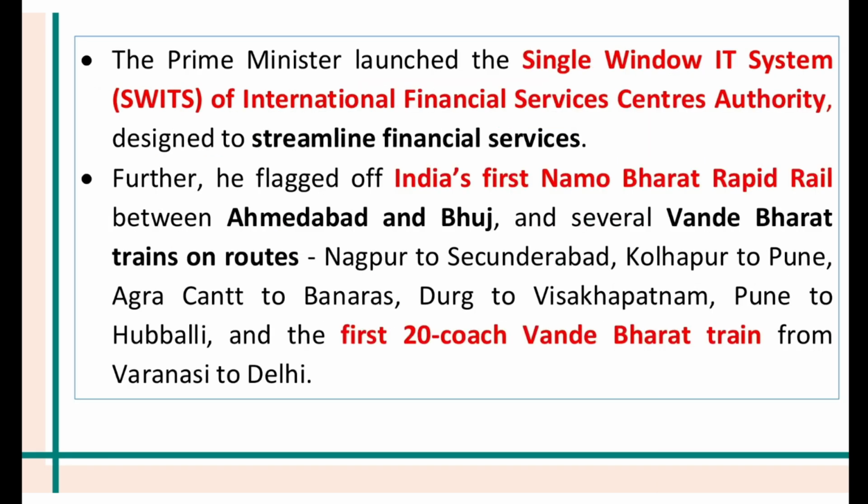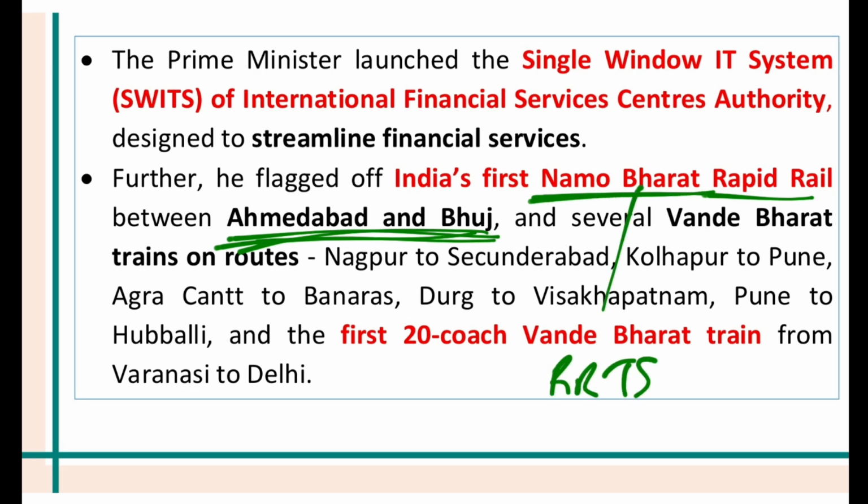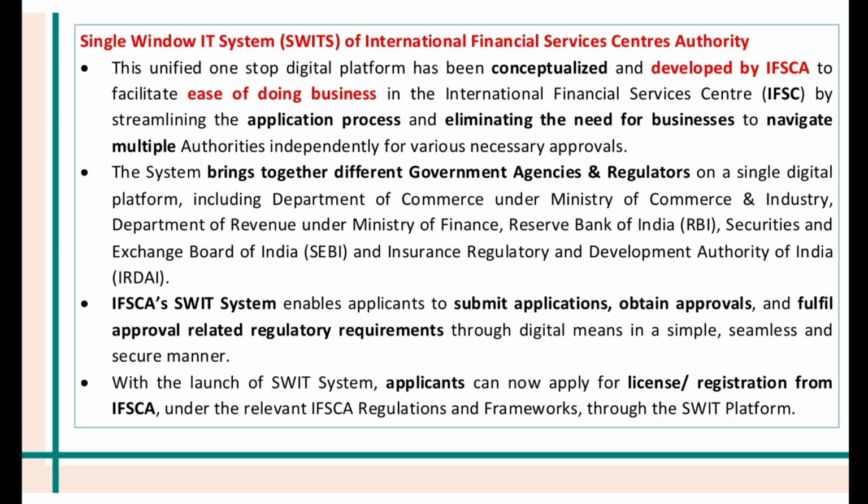And the Prime Minister of India also flagged off India's first Namo Bharat Rapid Rail between Ahmedabad and Bhuj. Now, Namo Bharat trains are also known as Regional Rapid Transit System. They are also known as Namo Bharat or Rapid X. The first such train in India is from Delhi to Meerut via Ghaziabad. And in Gujarat, this is the first, Ahmedabad and Bhuj.